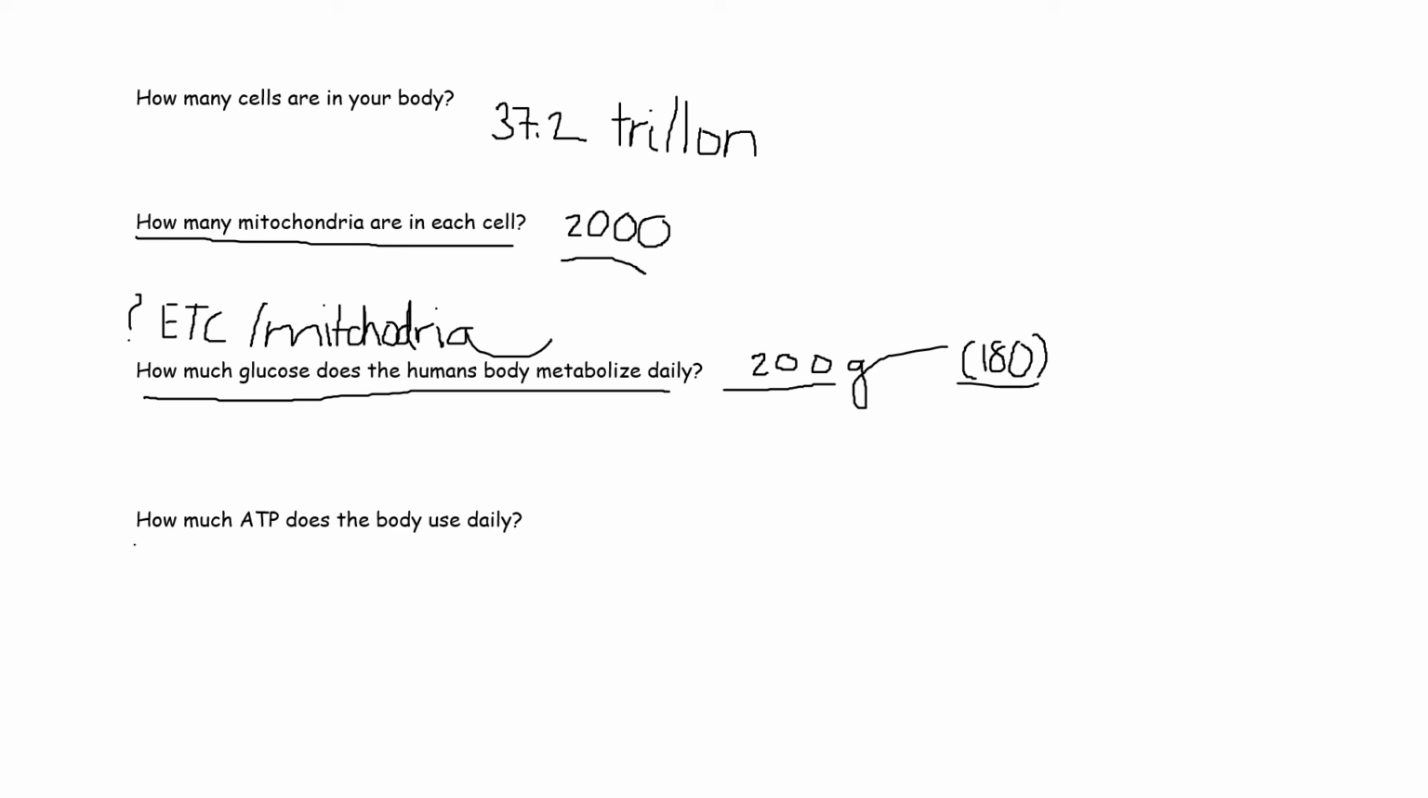The other thing I was going to tell you here was the brain metabolizes 60% of that. So 60% of the glucose that the body metabolizes in one day is metabolized by the brain. It needs a lot of fuel to run our body.